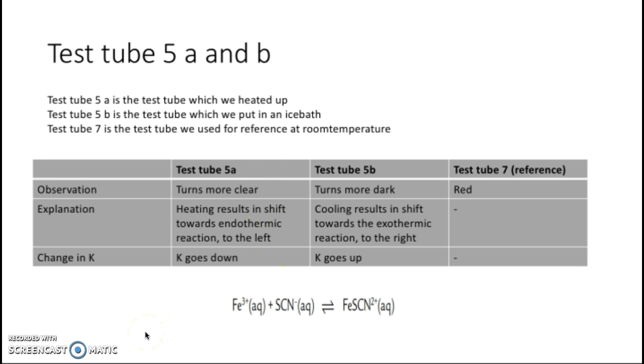So what we observed for 5A is that the liquid turned more clear, and the explanation for this is that the heating results in a shift towards an endothermic reaction, and therefore it will go to the left. And this means that the K will go down. For test tube 5B, we saw the liquid turning more dark, which is because the cooling had created a shift towards an exothermic reaction, which, as said, goes to the right. And this means that K goes up.